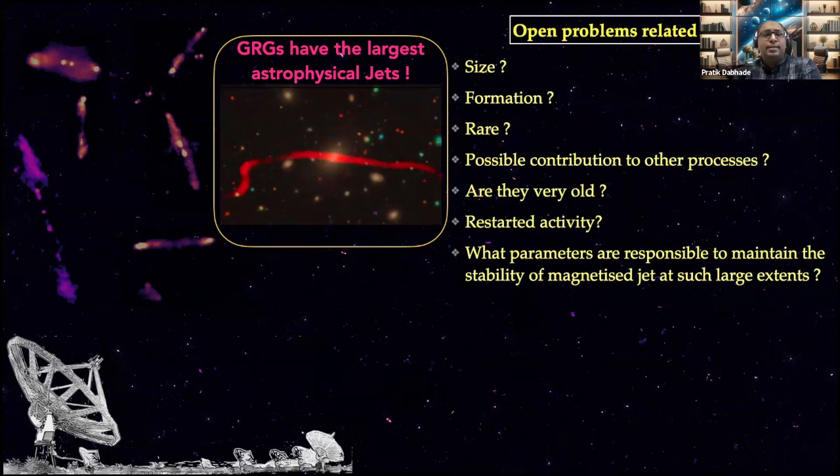Since their sizes are so big, do they contribute to other astrophysical processes? Since they are megaparsec-scale objects, they can pierce through the intergalactic medium and seed magnetic fields. They are capable, but do they actually do that? That is something we want to understand. One of the proposed hypotheses is that perhaps they are continuously restarted AGNs, which allows them to sustain the activity and grow large.